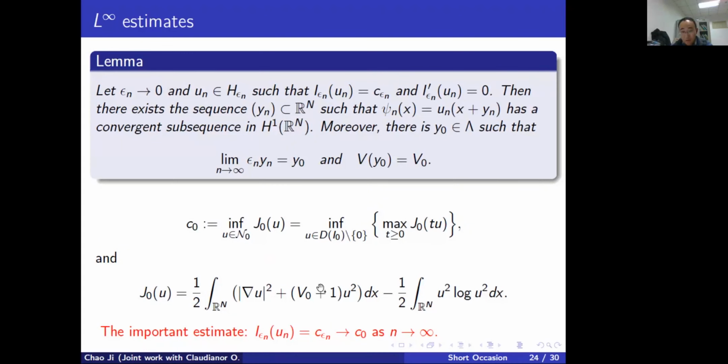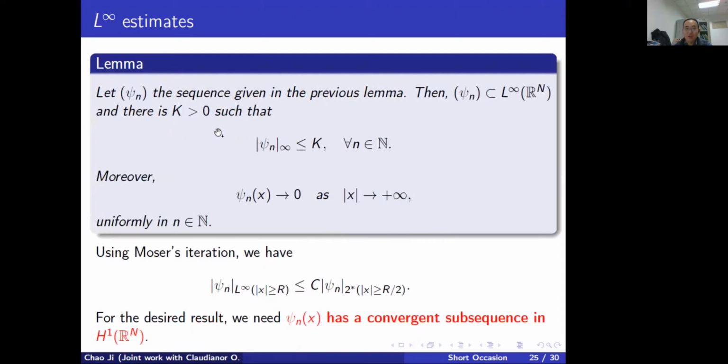Because the ground state solution of the limiting equation concentrates on a bounded domain, if C epsilon n goes to C0, then this solution has a similar shape to the ground state solution of the limit equation, which is a critical point of this functional. So we can get compactness, and so we can prove this result.